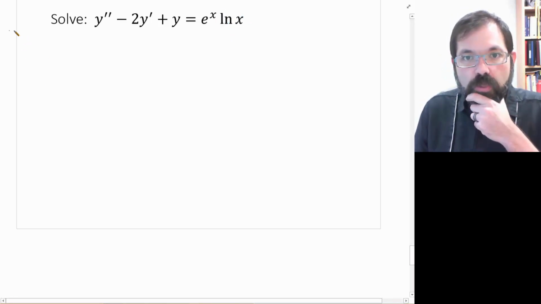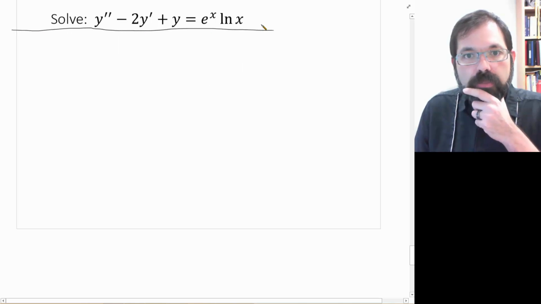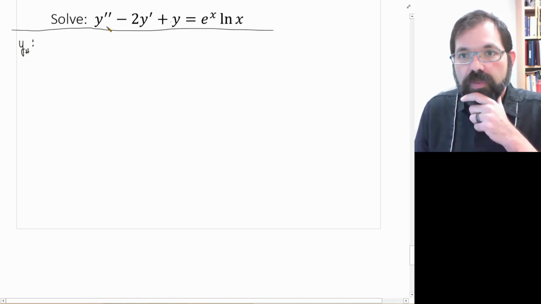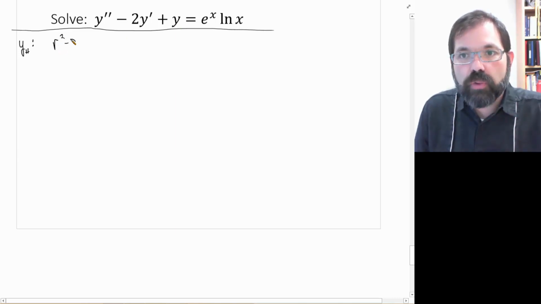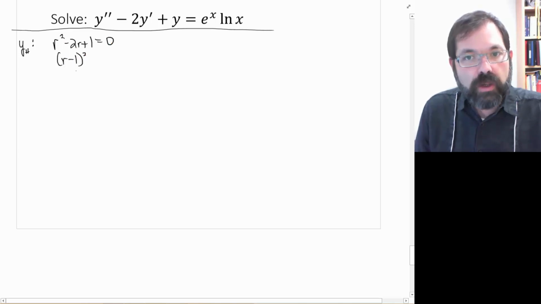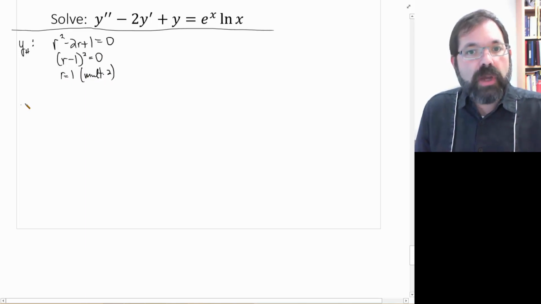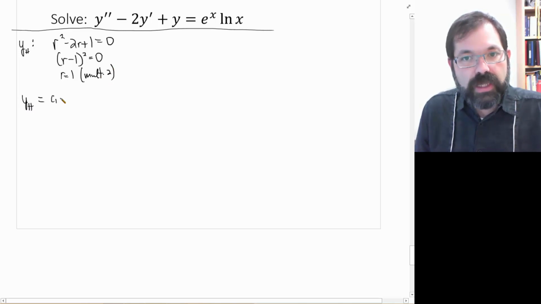Alright, so let's first find the y sub h. Solving the homogeneous part, we'd have r squared minus 2r plus 1 is 0, and that factors as r minus 1 squared. So we have r equals 1, but with multiplicity 2. So my y sub h is then equal to c1 e to the x plus c2 x e to the x.